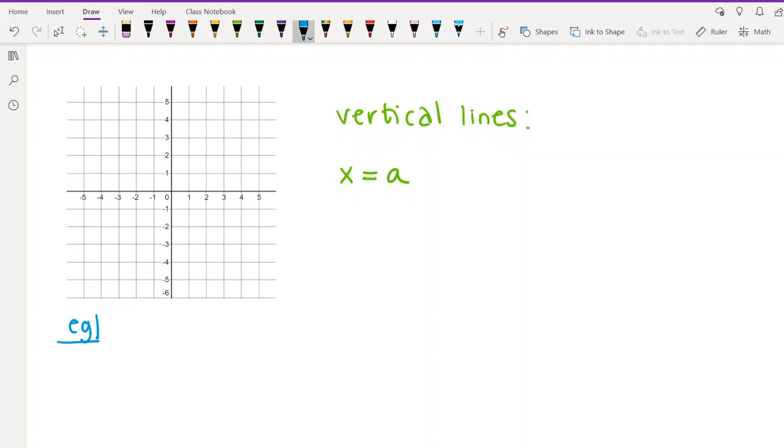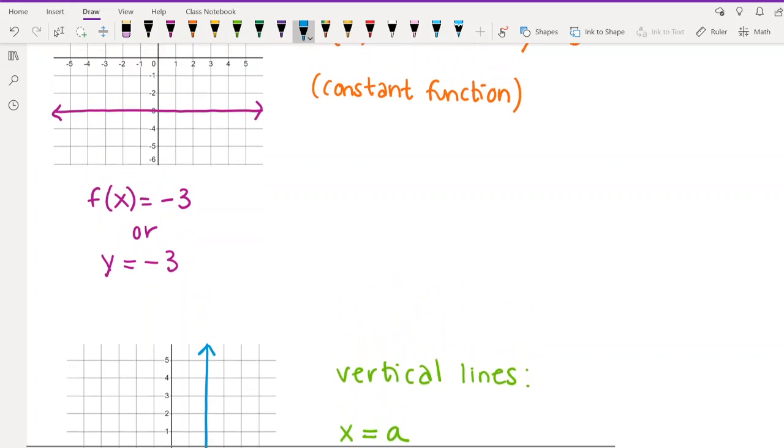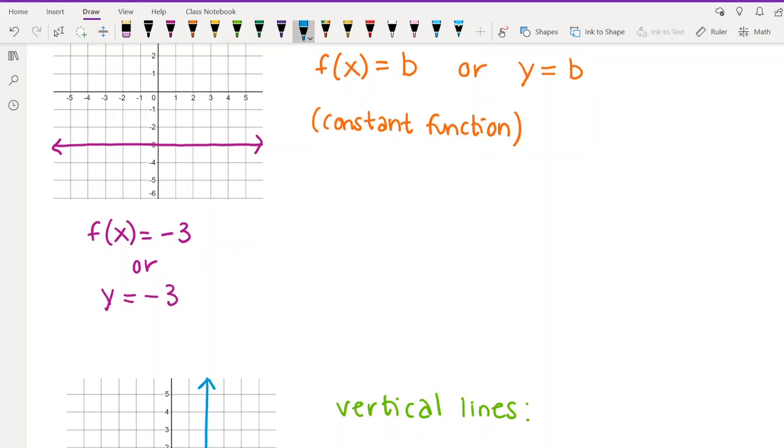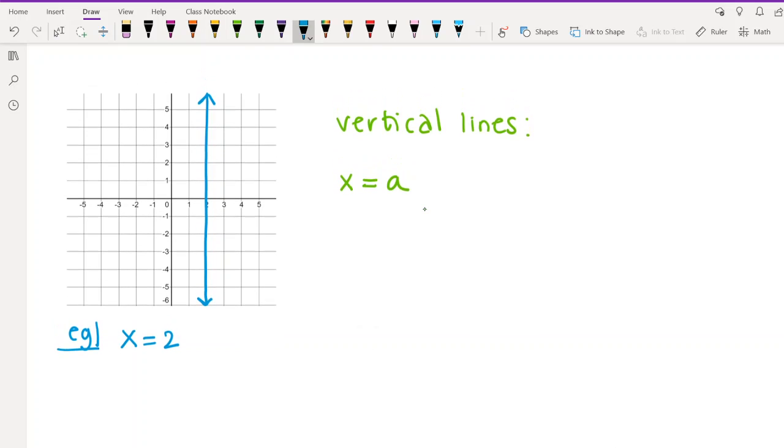So for example, let's say you had the vertical line x is equal to 2. What would that look like? That would be a vertical line at an x value of 2. By the same reasoning as y is equal to -3, which means you're always at a y value of -3 regardless of what the x coordinate is, here you're saying x is always equal to 2 regardless of what the y coordinate is. So why can't we write this in function notation? Well, because it's not a function.